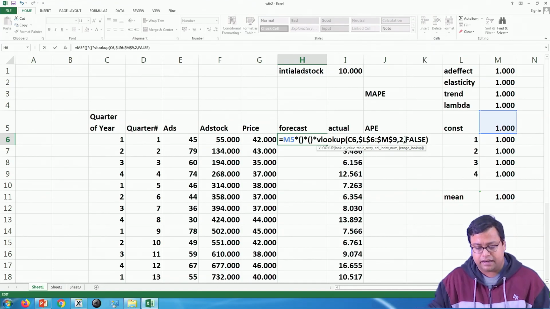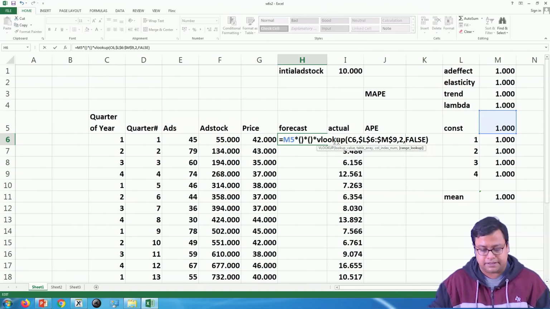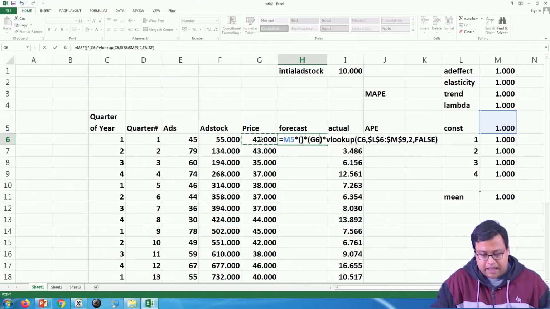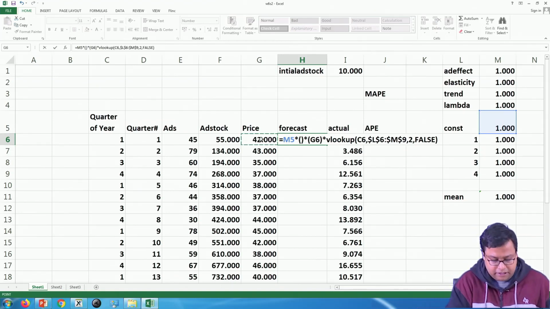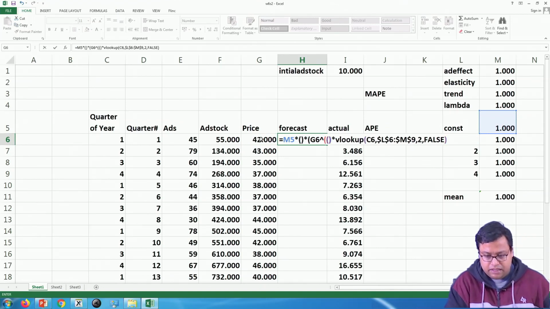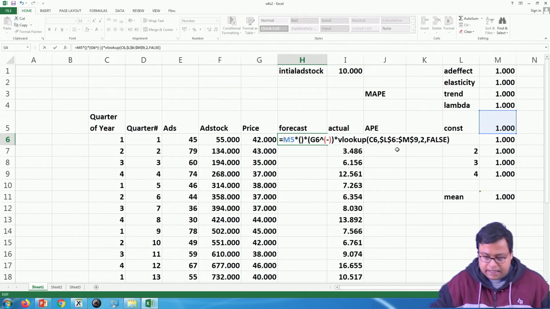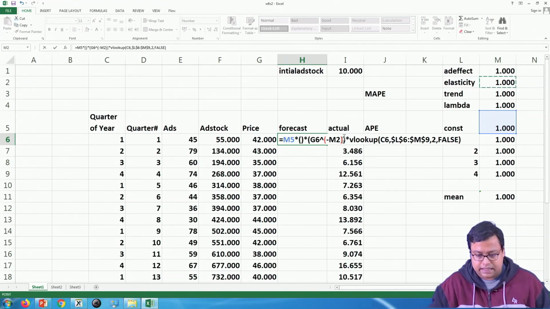So, that is what I have created. VLOOKUP C6, C6 means the quarter of year, in which table? L6 to M9. So, this table and then 2 comma false. And what is the price to the power minus elasticity? This is price to the power, and within another bracket here I have to write minus elasticity, minus this elasticity, and elasticity also should be in F4.